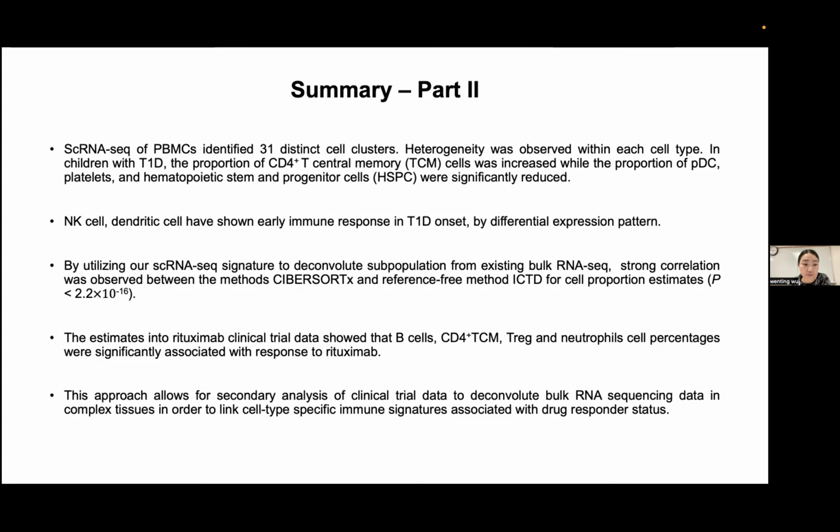This approach has shown us that we can do a secondary analysis of clinical trial data. So we are planning to apply this approach to more clinical trial data to link the cell type specific immune signature with the drug responder status.